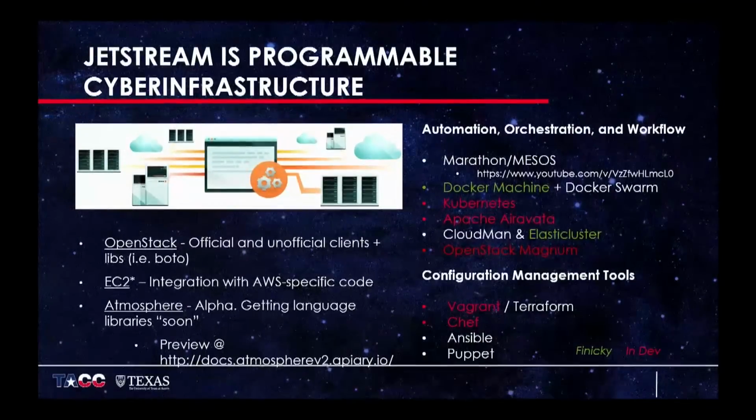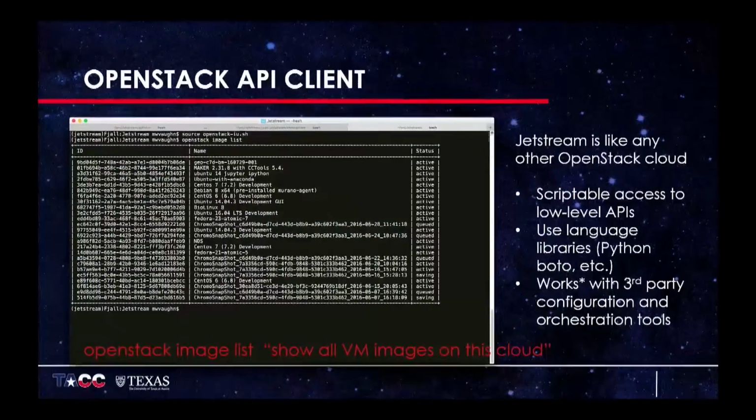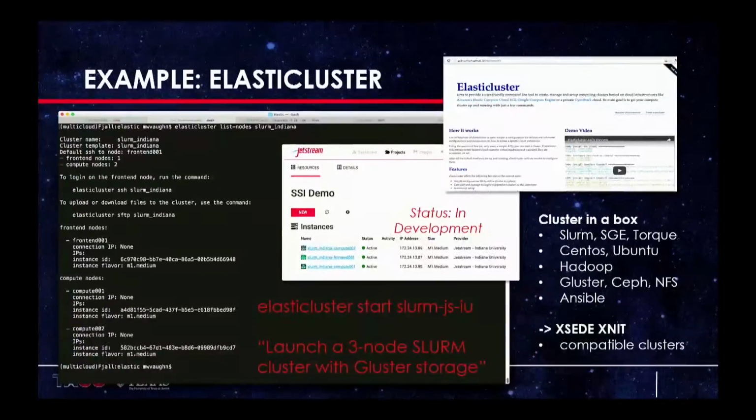So I think we did get Kubernetes up and running well. And I know that they've been working on the Elastic cluster. I think I got another slide or two on that coming up. If you are familiar with OpenStack, you can go straight to the OpenStack API client. Jetstream is just like any other OpenStack cloud. It's scriptable, and you can list all your VM images in the OpenStack cloud.